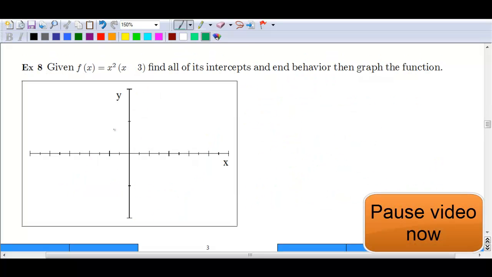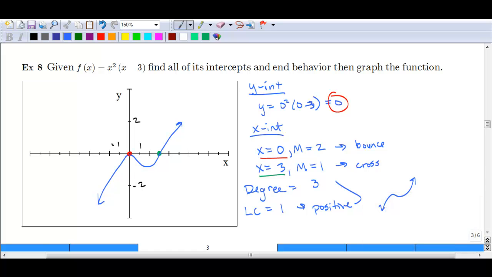Now I want you to pause the video and try example 8. So from this information, you should have a y-intercept of 0 and an x-intercept of 0. Those correspond to each other. Again, that x squared term is going to give you that. And then that x-intercept had a multiplicity of 2, so it's going to bounce. X equals 3 has a multiplicity of 1, so it will cross.